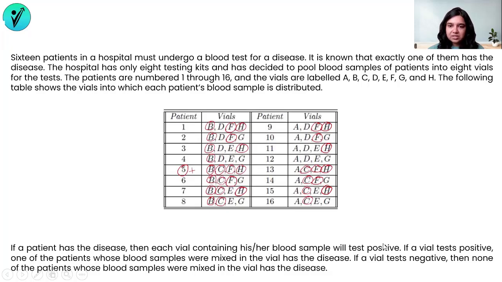Now, going back to the next line. If a vial tests positive, one of the patients whose blood samples were mixed in the vial has the disease. Let's trace ourselves back a little bit.